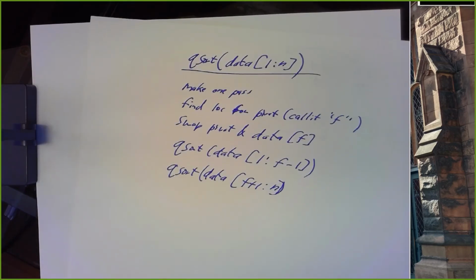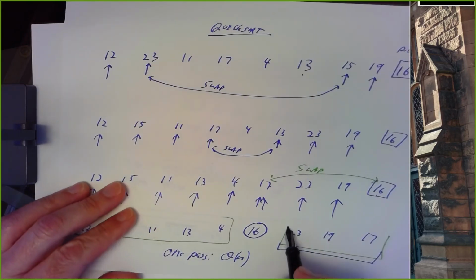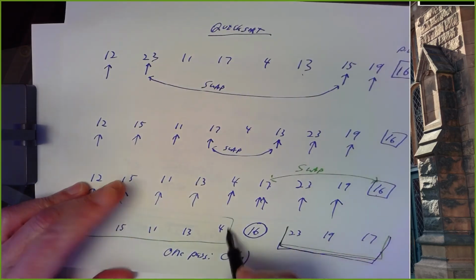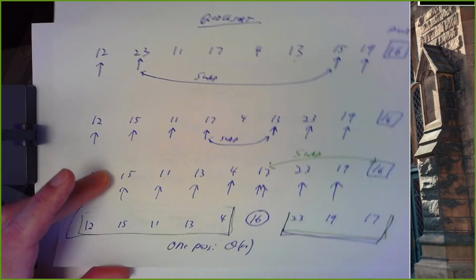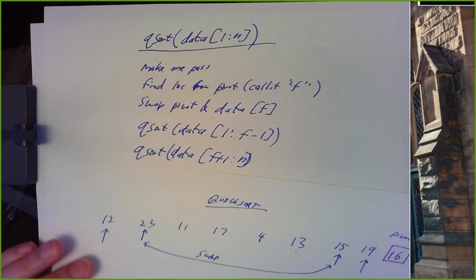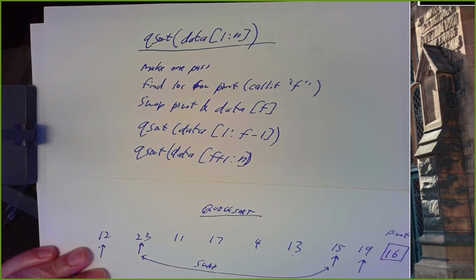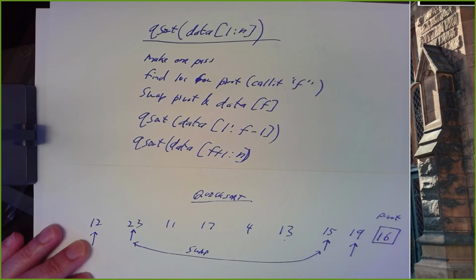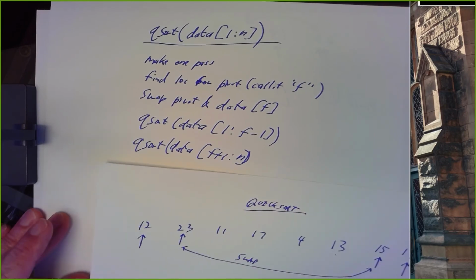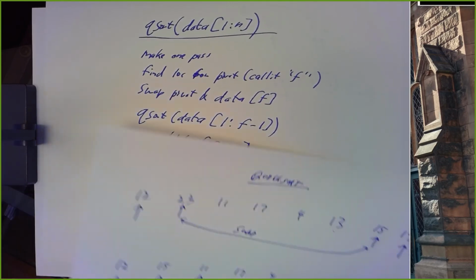But when we quicksort this list, we're never dealing with 16. When we quicksort this list, we're never dealing with 16. So that's why I did 1 to f minus 1 and f plus 1 to n, assuming that the pivot went in location f. Does that make sense? Yeah. Okay.